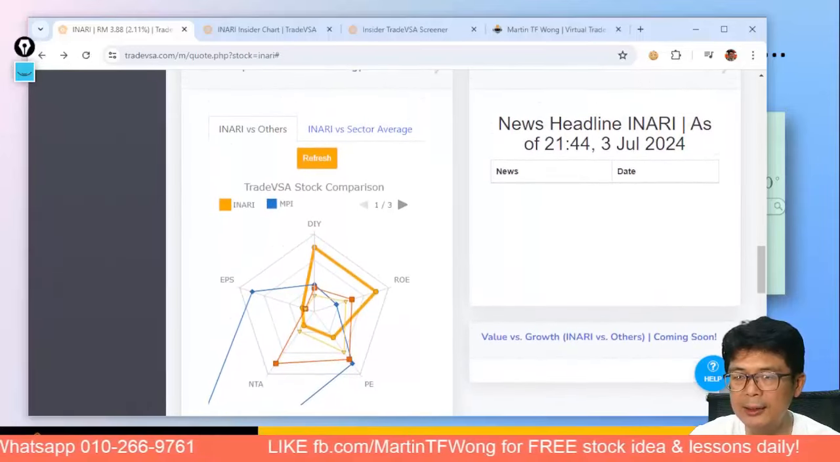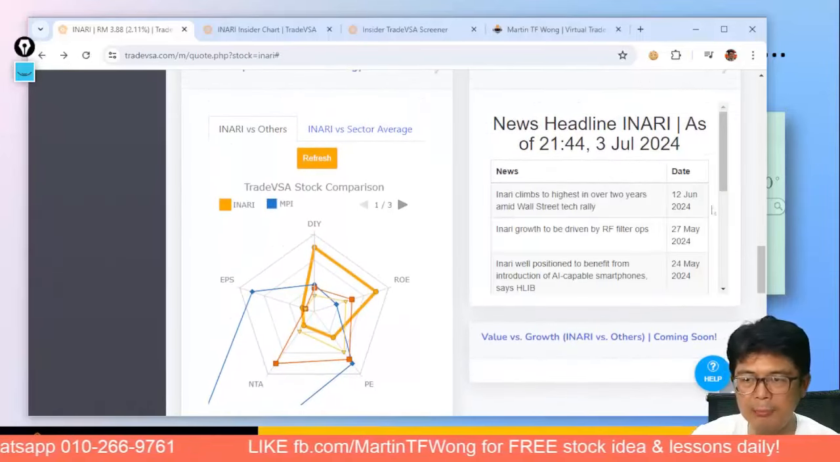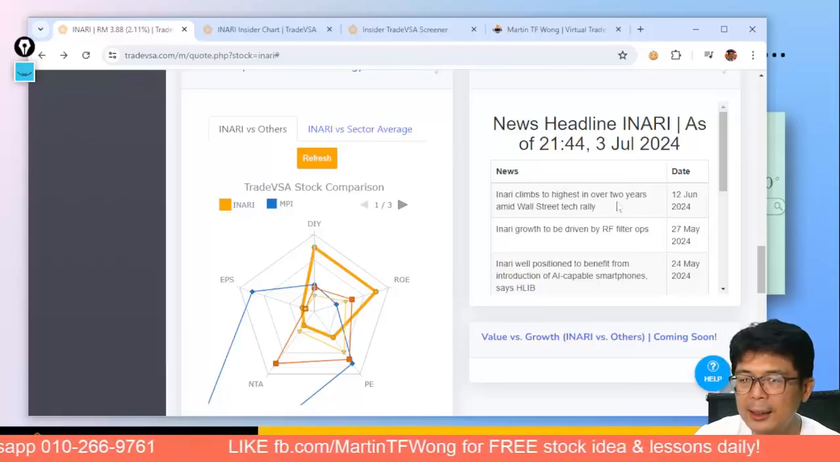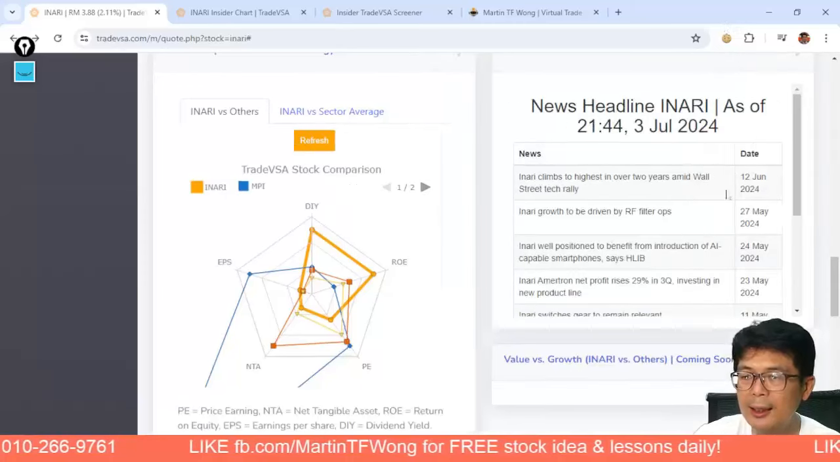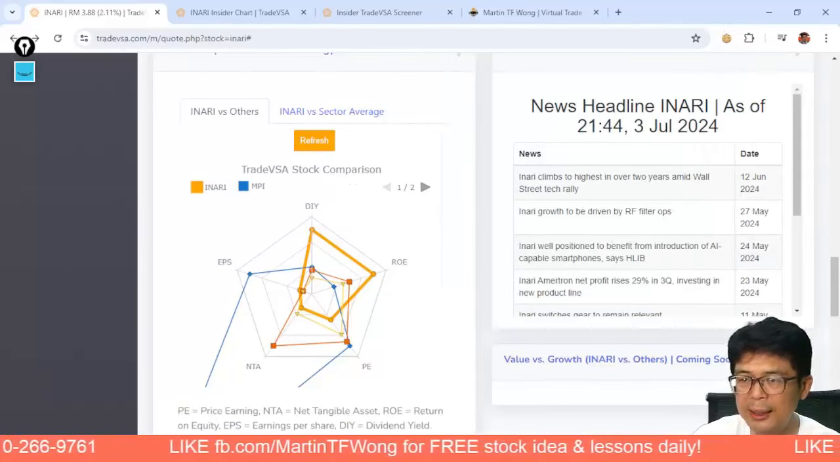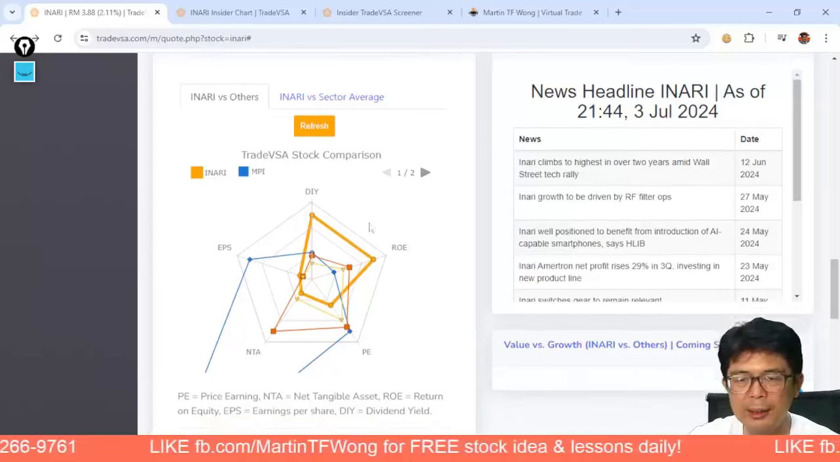And then we have this news, which comes in: Inari climbed to the highest in 2 years with the Wall Street tech rally. This one we already know, right?